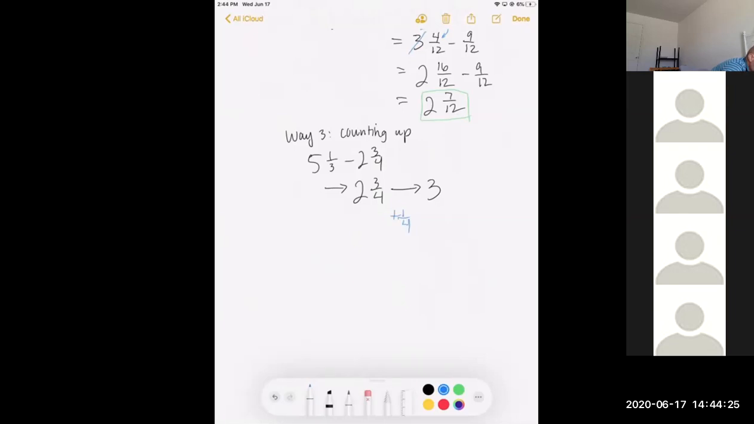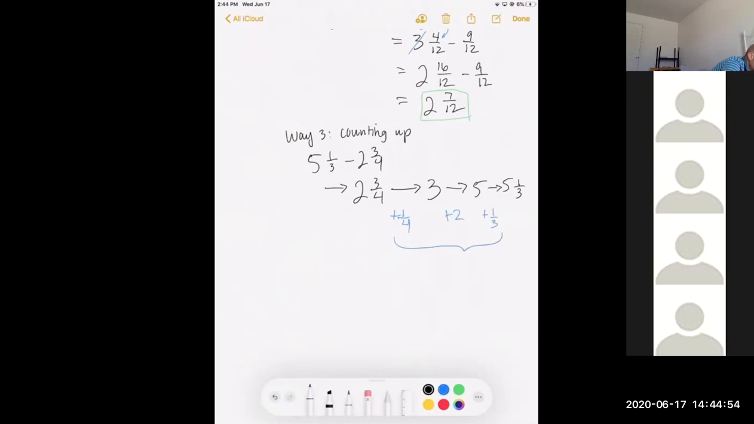Okay. I'm going to add something next to get up to 5. That means I added 2. I'm going to add something next to get up to 5 1/3. That's going to be 1/3. Now the difference between 2 3/4 and 5 1/3 is whatever these are added together. Okay? So we group them together.